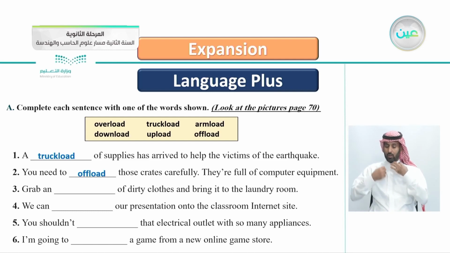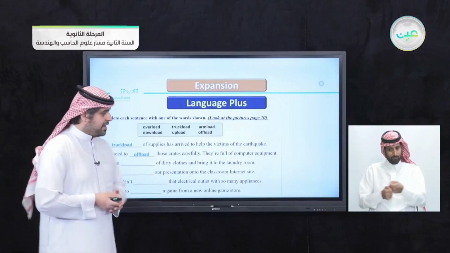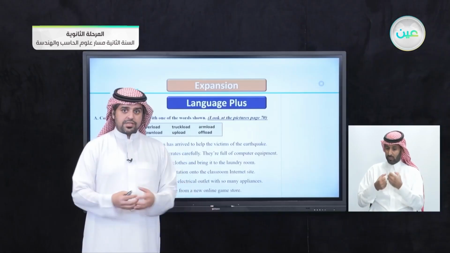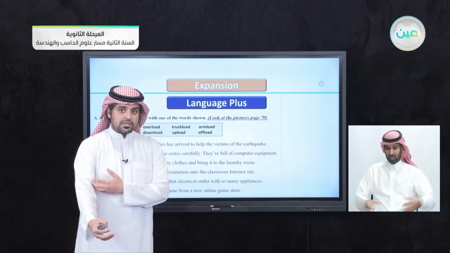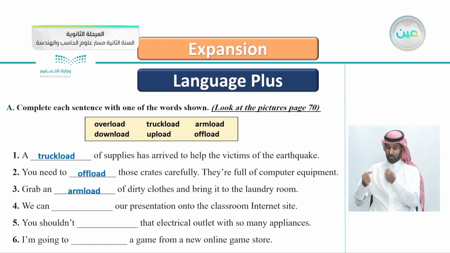Number 3, grab an armload of dirty clothes and bring it to the laundry room. Okay, let's check the answer together here. Grab an armload of dirty clothes and bring it to the laundry room. Try to pick up your dirty clothes until it reaches to the highest point of your arm. This is an armload, and bring it to the laundry room.